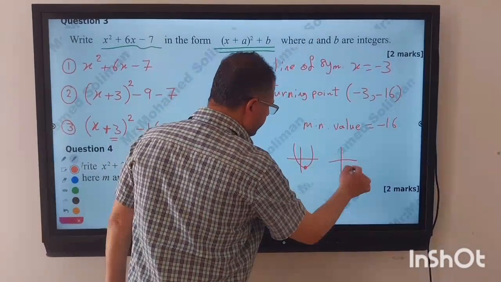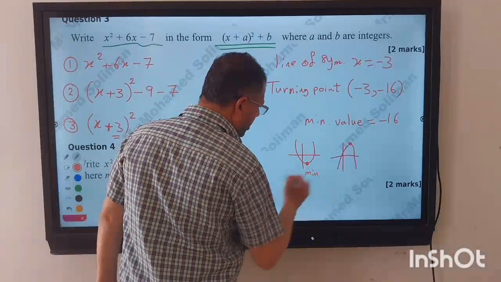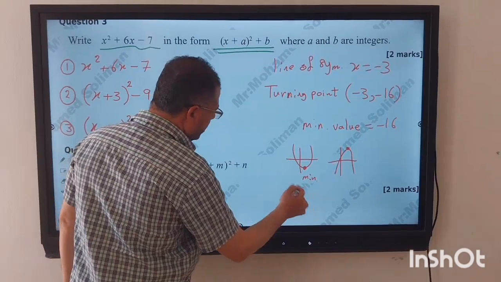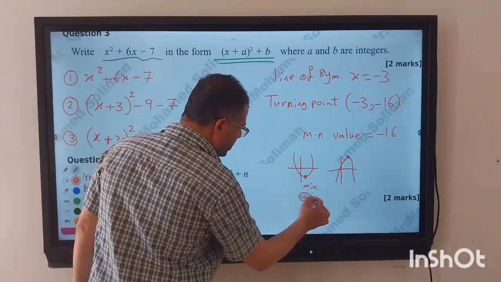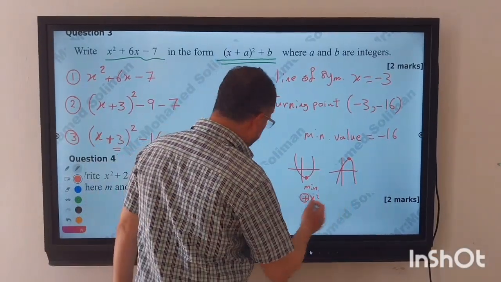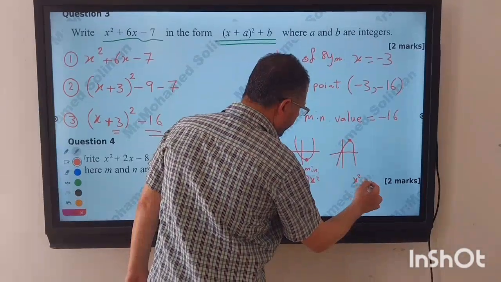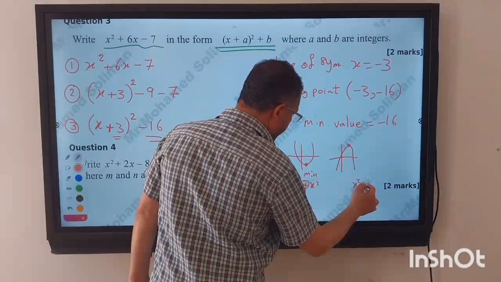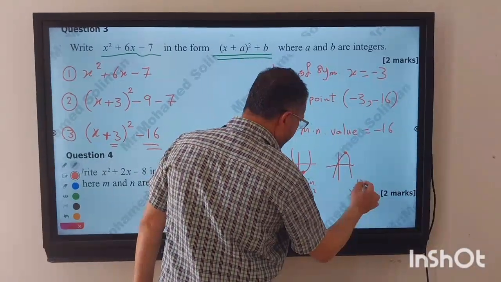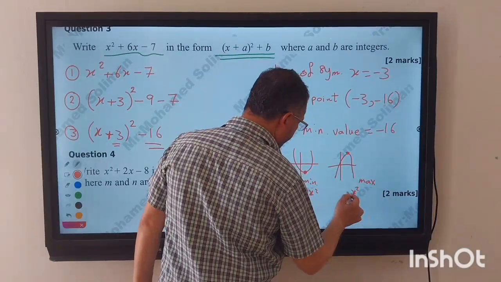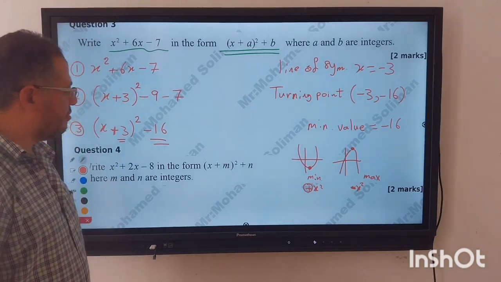And the maximum value should be like this. This is the maximum value. So this one is minimum, when the coefficient of x power of 2 is positive. And if you find the coefficient of x power of 2 less than 0, you will find the maximum value.